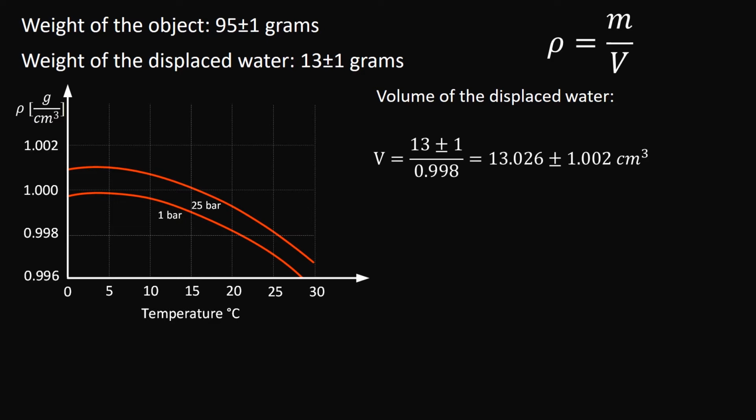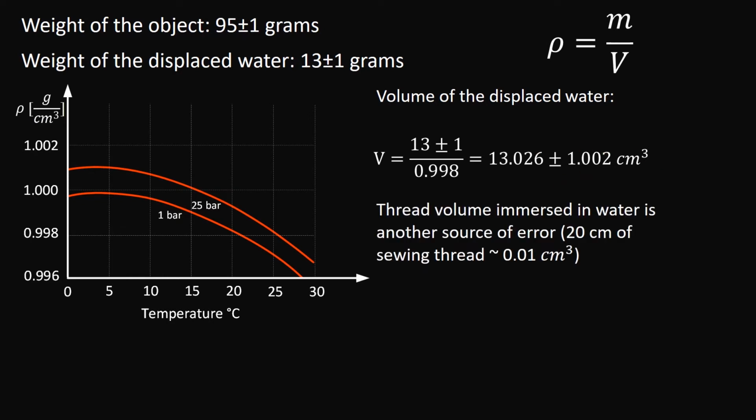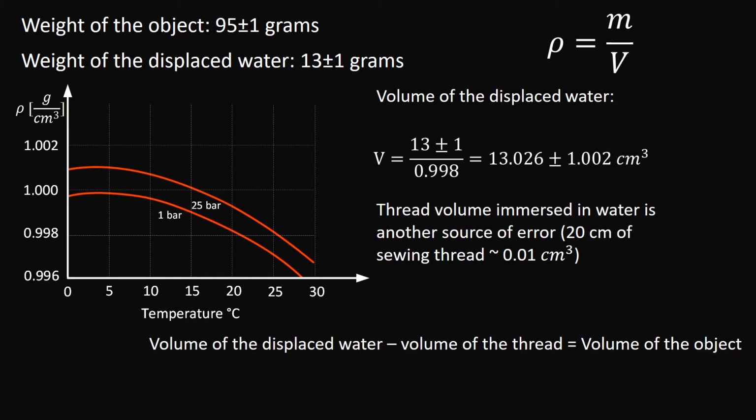So now I can calculate the volume of the displaced water, which would be basically the mass divided by the density. So 13 plus minus 1 divided by 0.998, and then we have the volume of the displaced water. Now another source of error is the volume of the thread, because when I immerse the object into the water, a part of the thread will also immerse into the water, and that occupies a small amount of volume. Now for the sewing thread that I used, every 20 centimeters I have calculated the volume is roughly around 0.01 cubic centimeter. So I have to subtract this value from this one, and basically the volume of the displaced water minus the volume of the thread will give me the volume of the object.